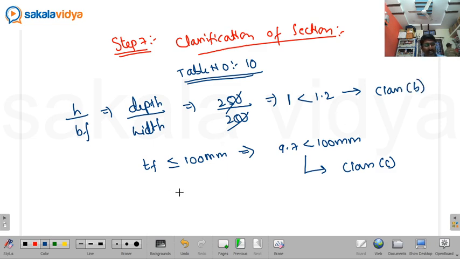So our section is classified into two classes: one is class B and another one is class C.